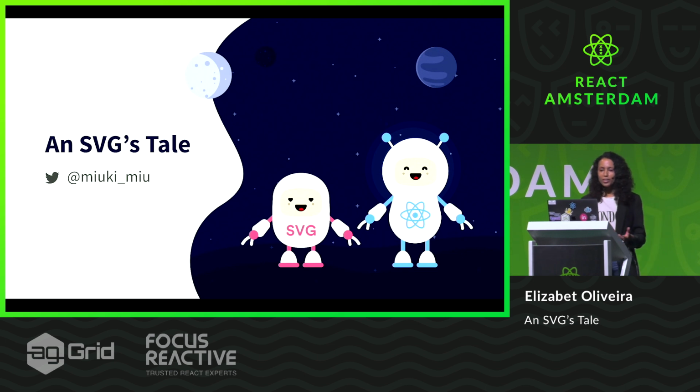Today I'm going to tell a story, and it's called An SVG's Tale. It's about a little girl called SVG, who is somewhat despised by her family, and one day she meets this awesome boy called React. After that, they start working together, and the SVG just starts being happier.